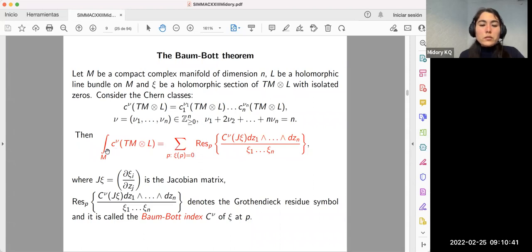This number does not depend on the holomorphic section. So I can choose any holomorphic section that has isolated singularities, and I can calculate the Chern classes. Here, this residue is called the Grothendieck residue symbol, and this one I use to denote the Jacobian matrix. And also this number, this residue, we call it the Bott index nu of the holomorphic section at the singularity P.